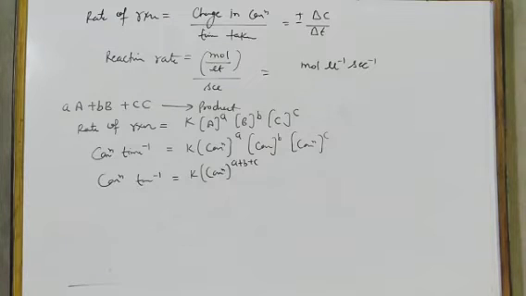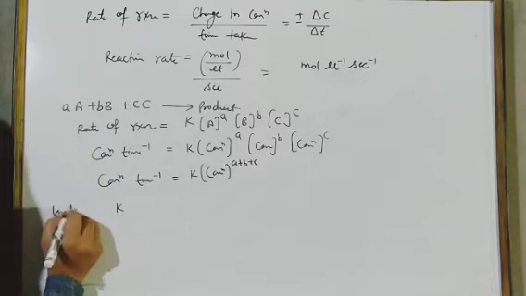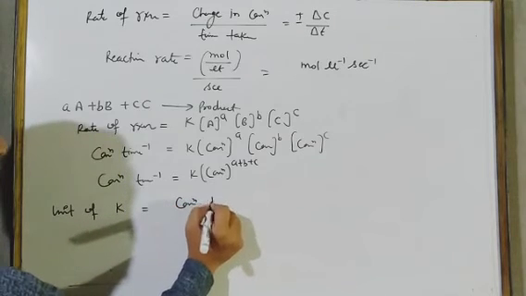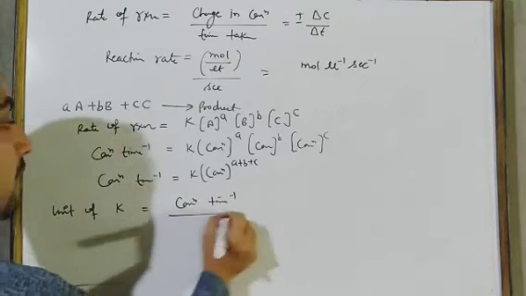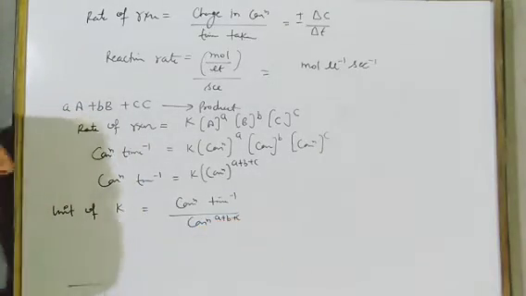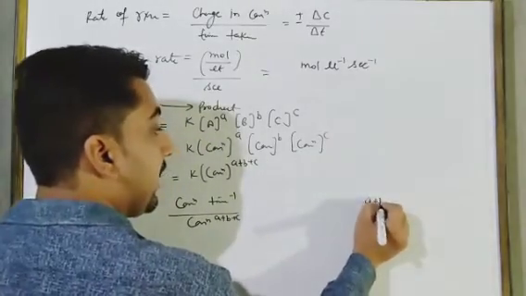So we have to find the unit for rate constant or specific rate constant. So the unit of K will be concentration time inverse upon concentration power a plus b plus c. I can write a plus b plus c as an integer n.